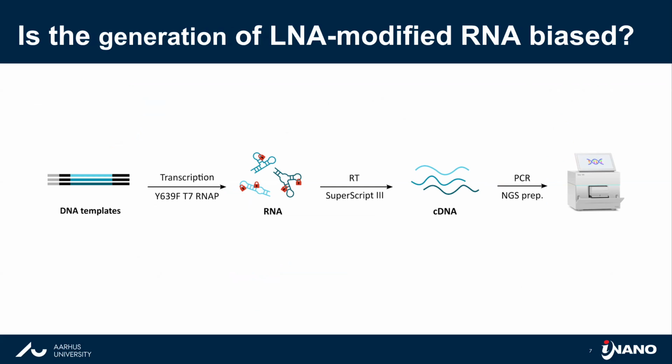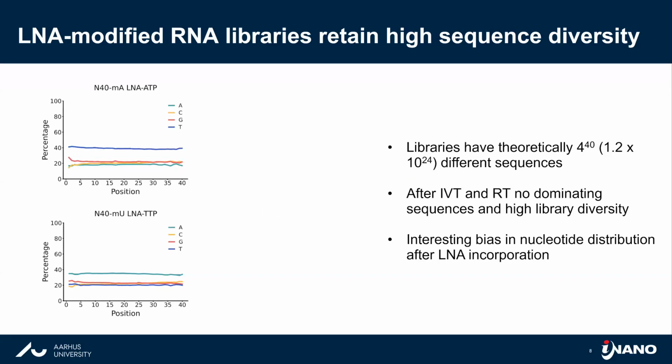in that? So therefore, I transcribed the library, reverse transcribed with SuperScript 3, which was already known to read LNA-modified RNA, and then performed next generation sequencing. First of all, I looked at the nucleotide distribution. We first had a library which had 25% of every nucleotide. After this one round of transcription and reverse transcription, you can see that when we use LNA ATP, we actually got an increase of T's, and if you look at LNA TTP, then we got an increase of A. So this was the only bias.